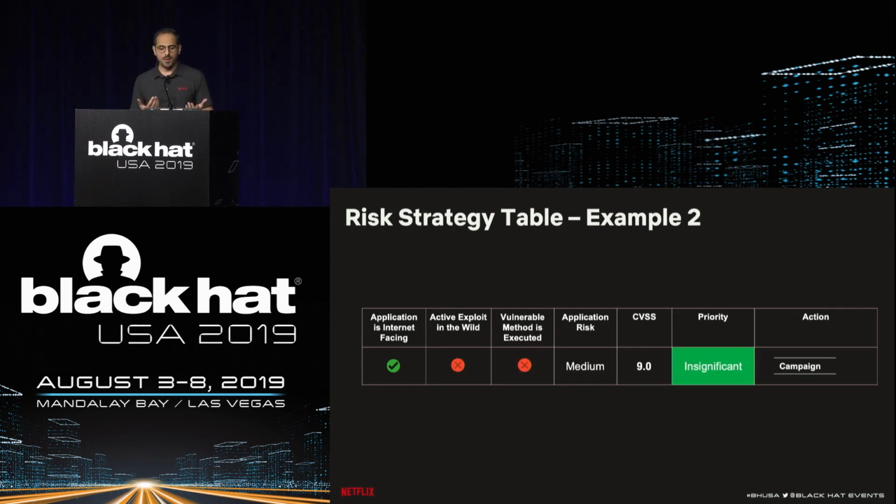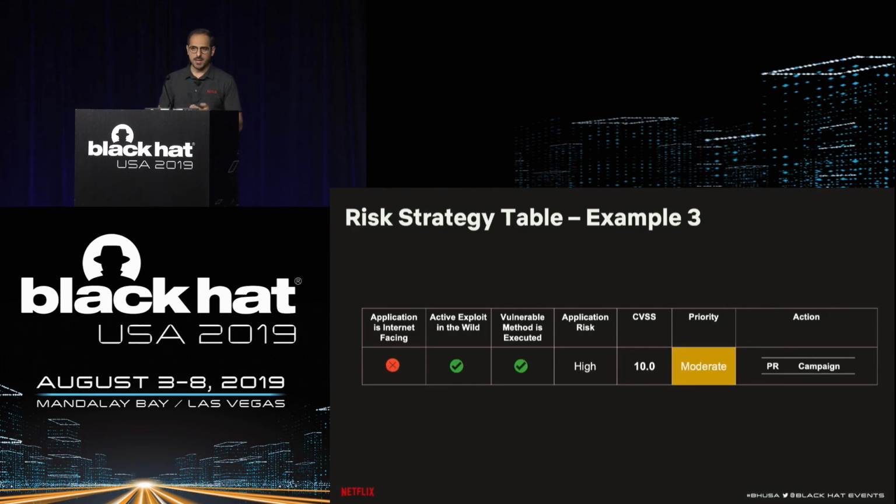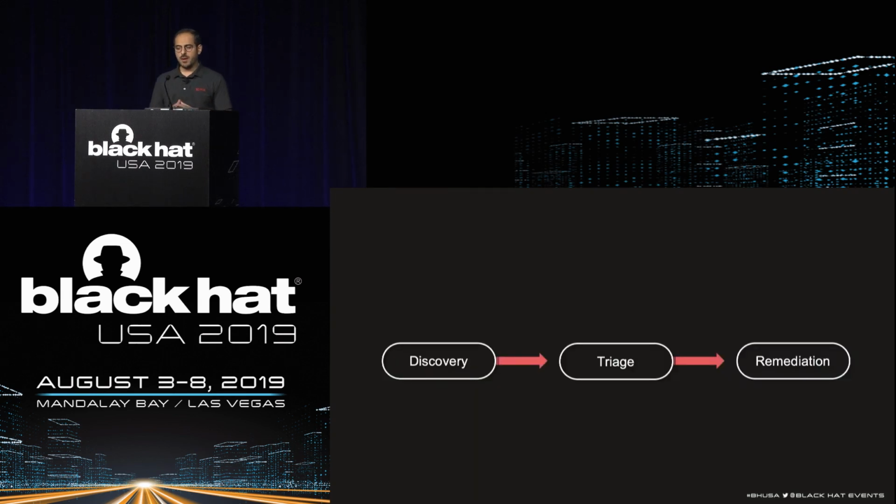This is another example where we think it's insignificant risk for us because there is no active exploit in the wild, and also the vulnerable method is never executed in the application. And also the application risk is medium. This is another example where we think it's moderate risk. So now instead of having so many vulnerabilities or so many lists of vulnerabilities and applications that we need to take care of, now we have a very triaged, slimmed down list of things that we can look at. Let's talk about remediation.